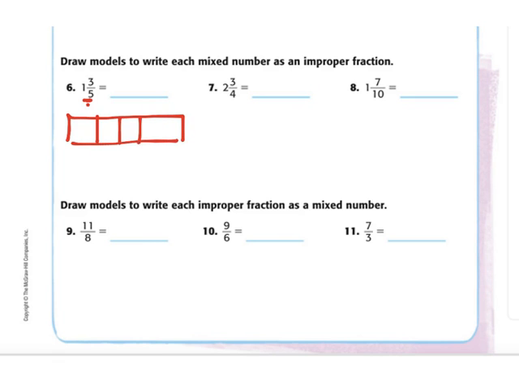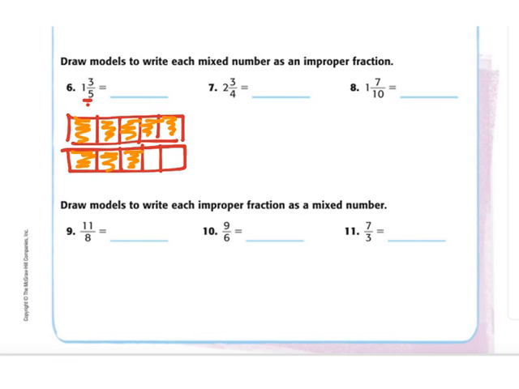1, 2, 3, 4, 5. And then I'm going to draw another one, try to make it as close to the same size as I can. Now shade them in. I know I've got 1 whole. So I'm going to color all of my first model. And then I've got 3 in my second model.